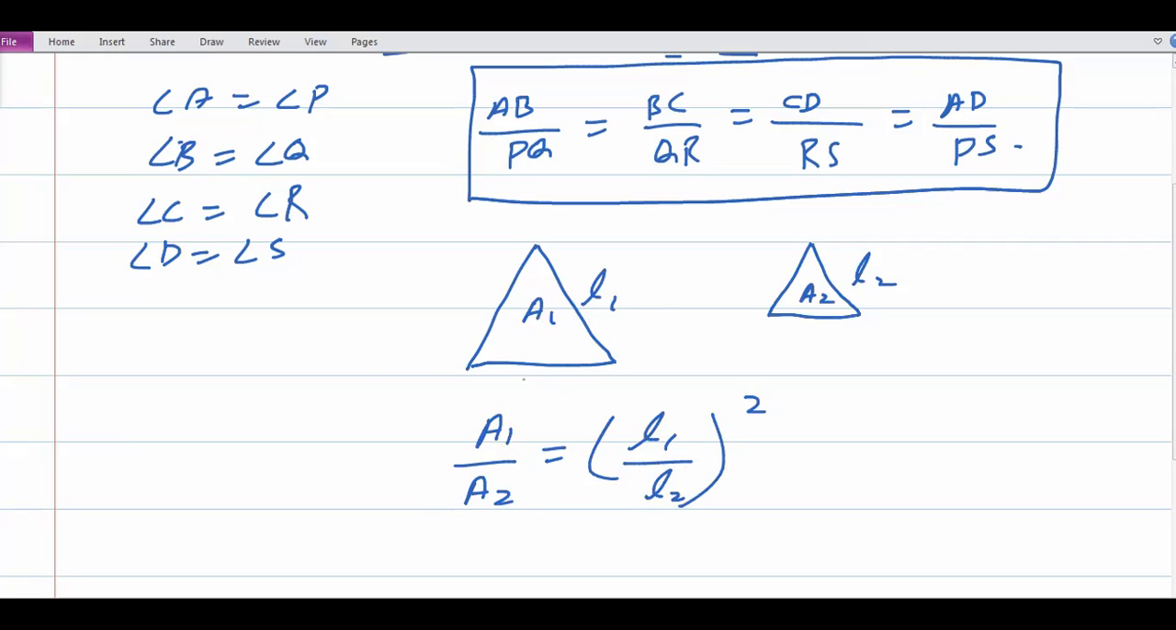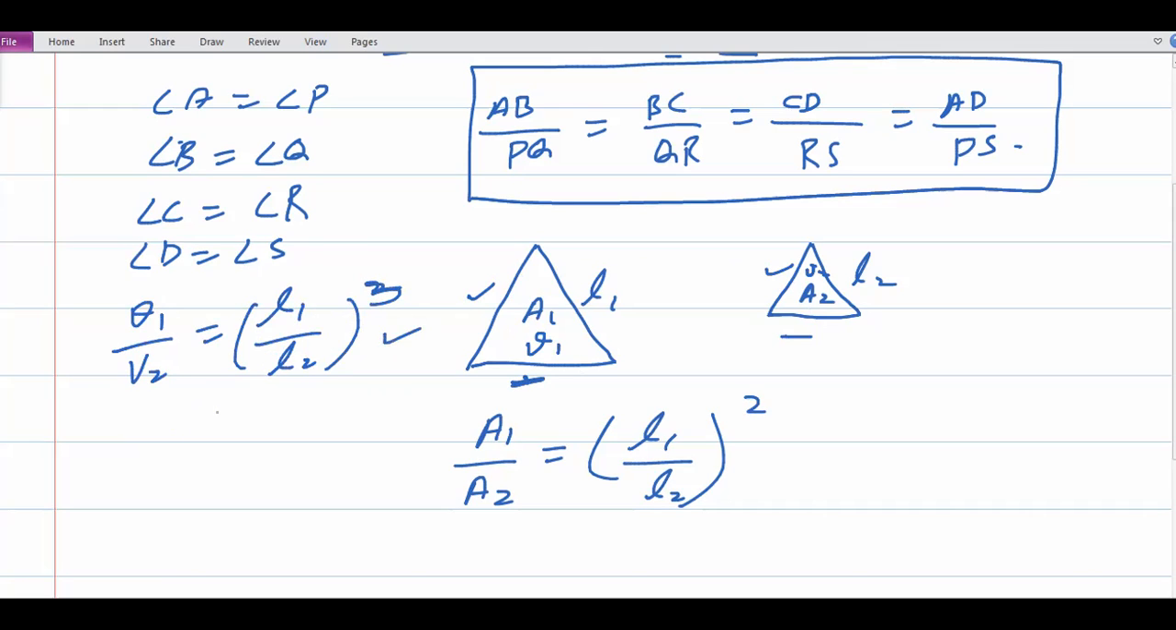For example, if you are taking this side and this side, then you will take the ratio of these sides. In the same way, let's say if the volumes are V1 and V2, then the ratio of the volumes V1 over V2 will be equal to L1 over L2 cubed. Sorry, for volume it will be cubed. This means the ratio of the volumes is equal to the ratio of the corresponding sides cubed. So this is another result you have to remember.